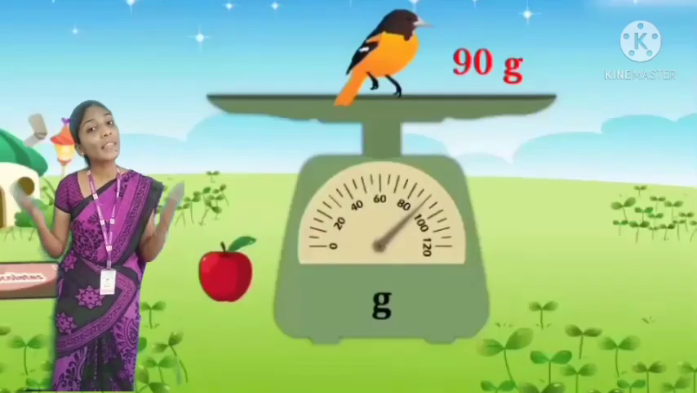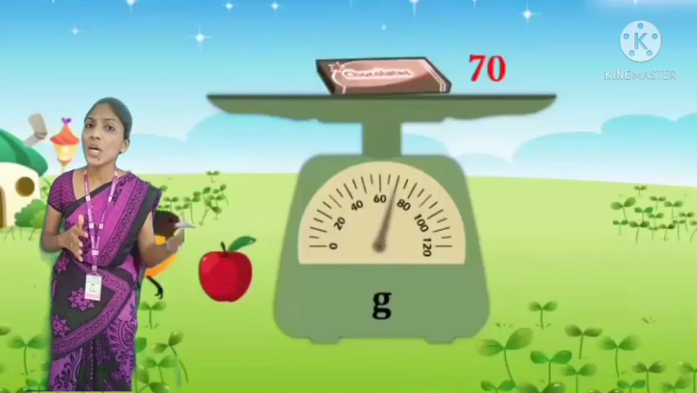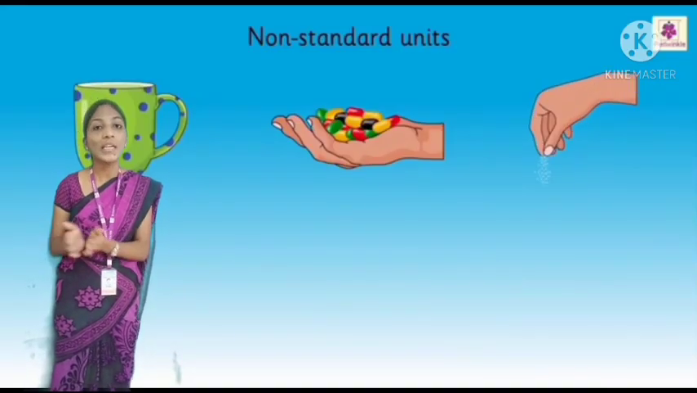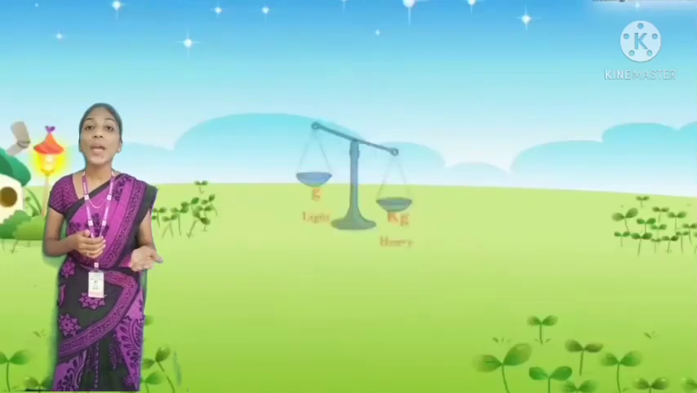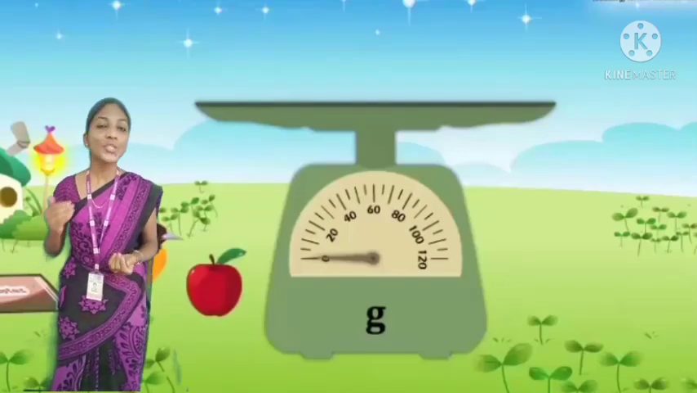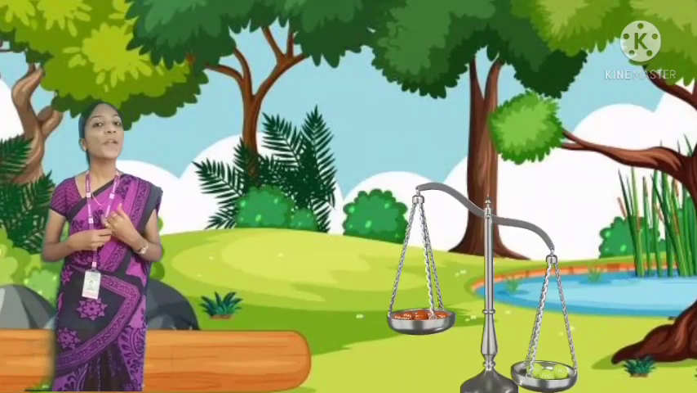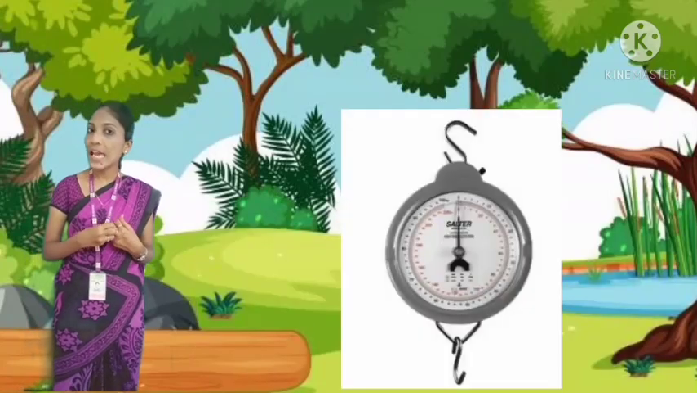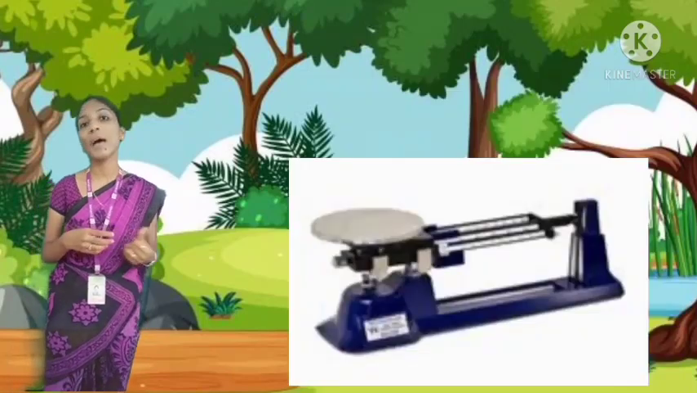The weight of different things can be measured using standard units. If you use non-standard units, your weight will not be measured accurately. So, we are using standard units. We use kilogram to weigh heavy objects and gram to weigh lighter objects. Weights can be measured using spring balances, weighing machines, hanging scales, carat meter for measuring gold, and beam balances.